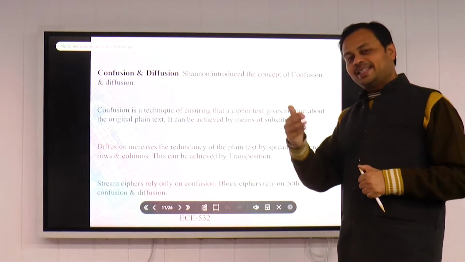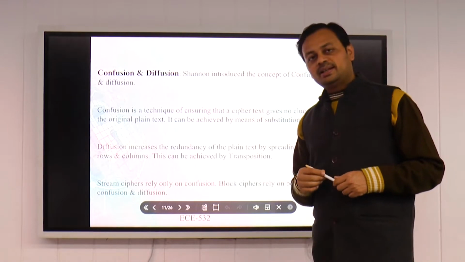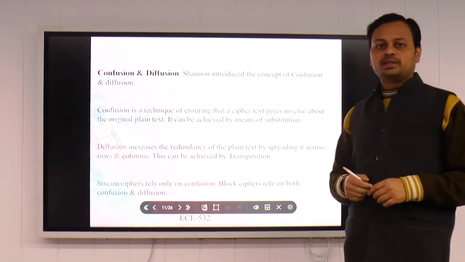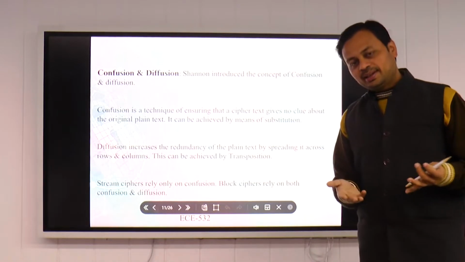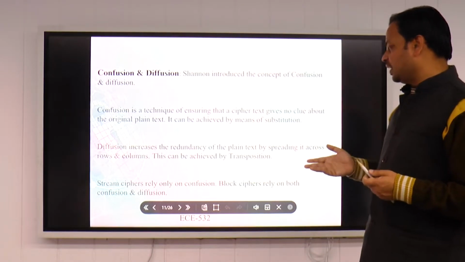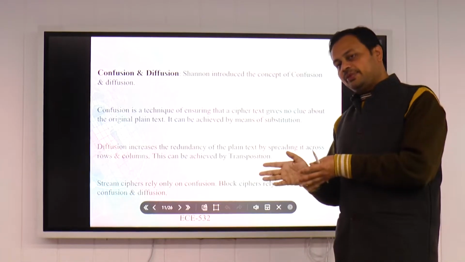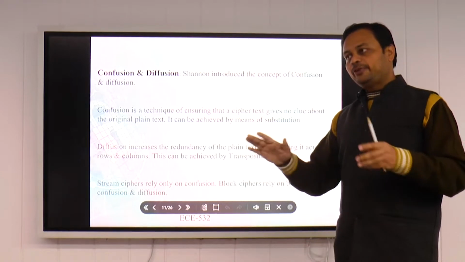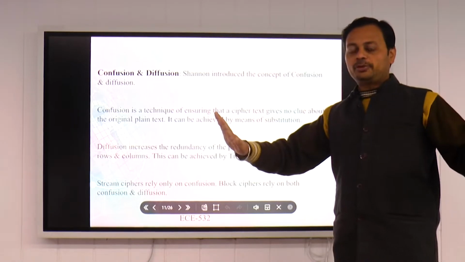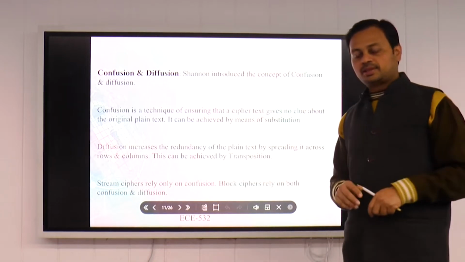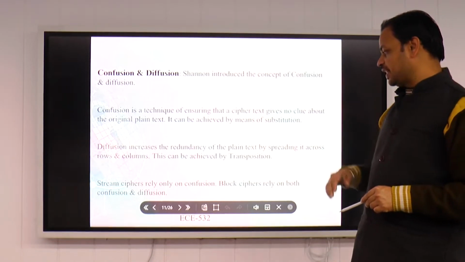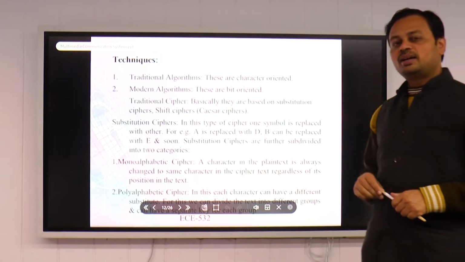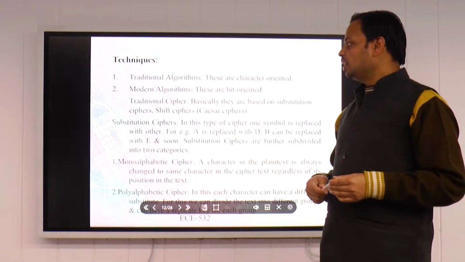Now the basic mechanism on which the concept of cryptography lies is confusion and diffusion. We need to confuse the hacker. So as I said, we need to convert the information to some unreadable form. That is what we call confusion, and diffusion is spreading of the information to multiple rows and columns. That can be done by transposition. Now there are multiple mechanisms for this.